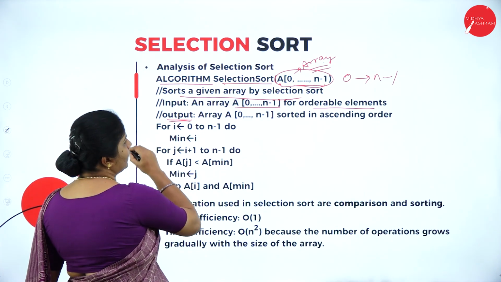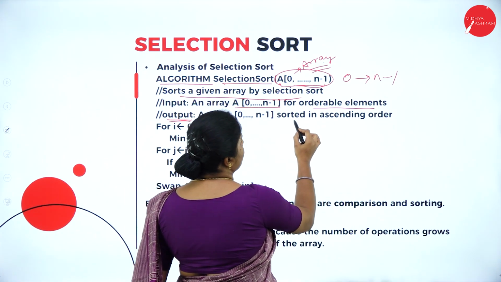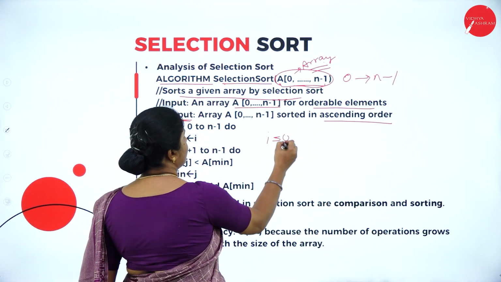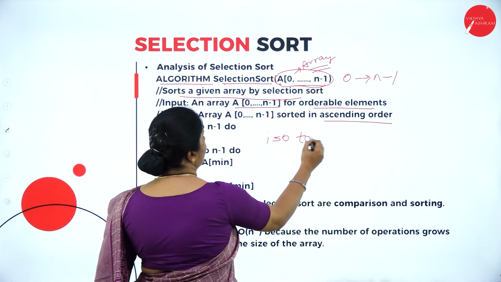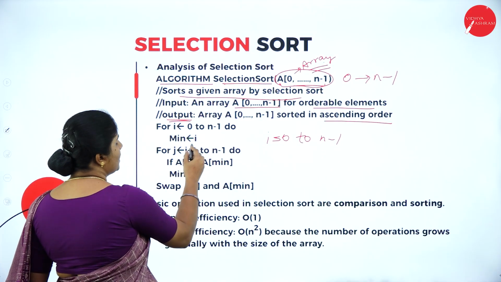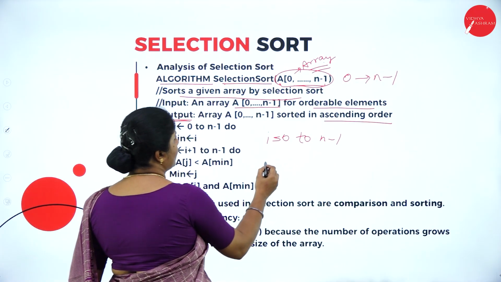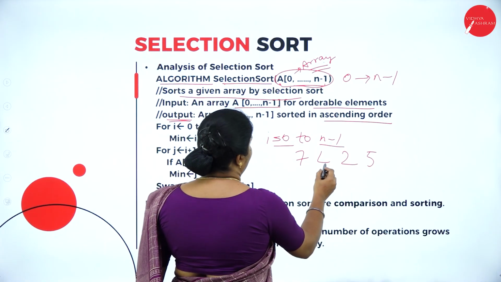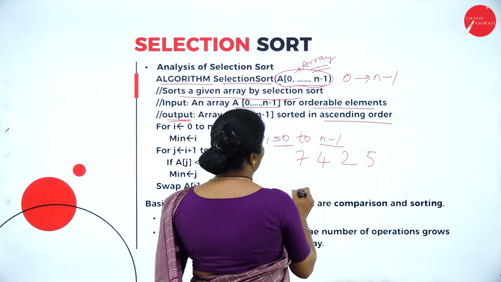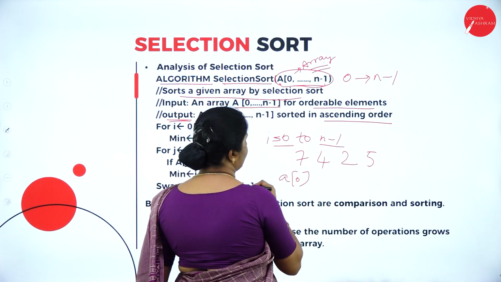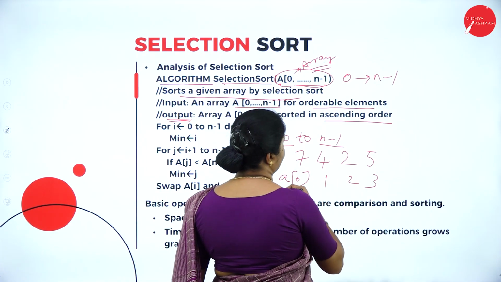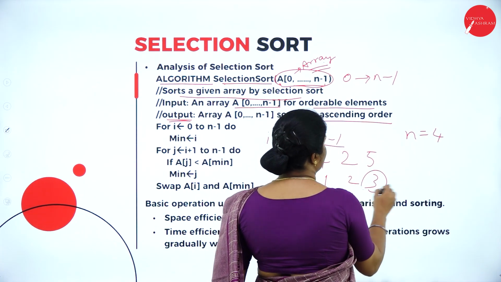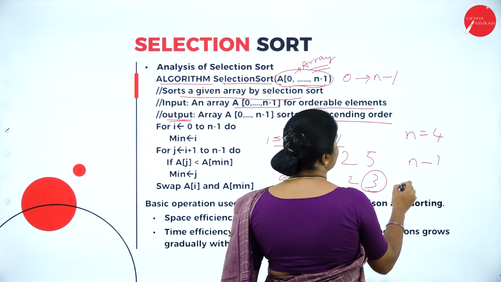So, what output am I getting? The array elements sorted in ascending order. Initially, I am assigning i from 0 to n minus 1. For example, I have 7, 4, 2, 5, which means I have 4 elements. The array index of 7 is 0, 4 is 1, then 2 and 3. So here I have 4 elements, that is n is equal to 4. So the last array index is 3, that is n minus 1.